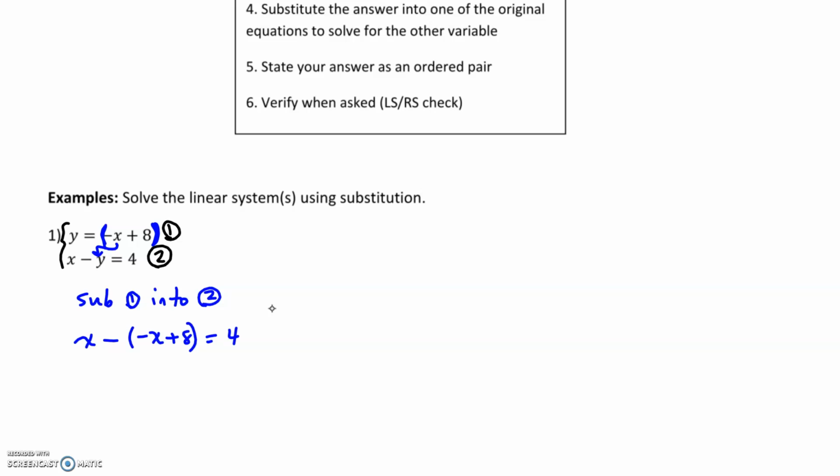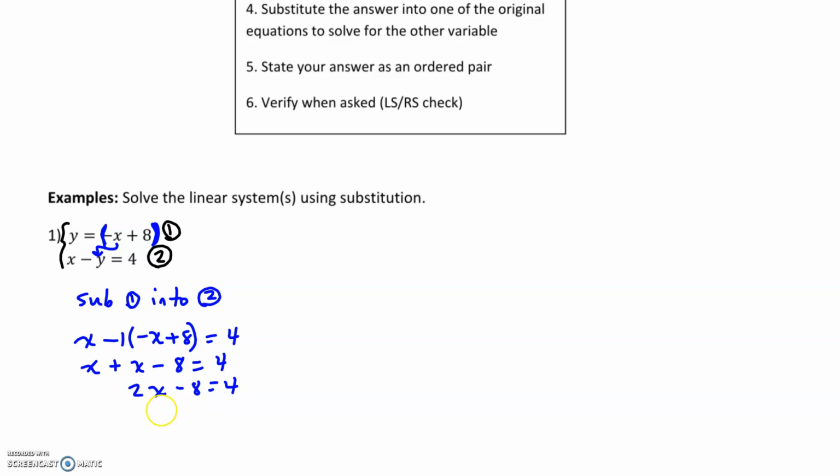Now what I'm going to do is solve for x. So I know there's an invisible 1 here. I'm going to distribute. So that would be x. Negative 1 times negative x is a positive x. Negative 1 times positive 8 is a negative 8 equals 4. I'll collect like terms on my left side. So 1x plus 1x is 2x minus 8 equals 4.